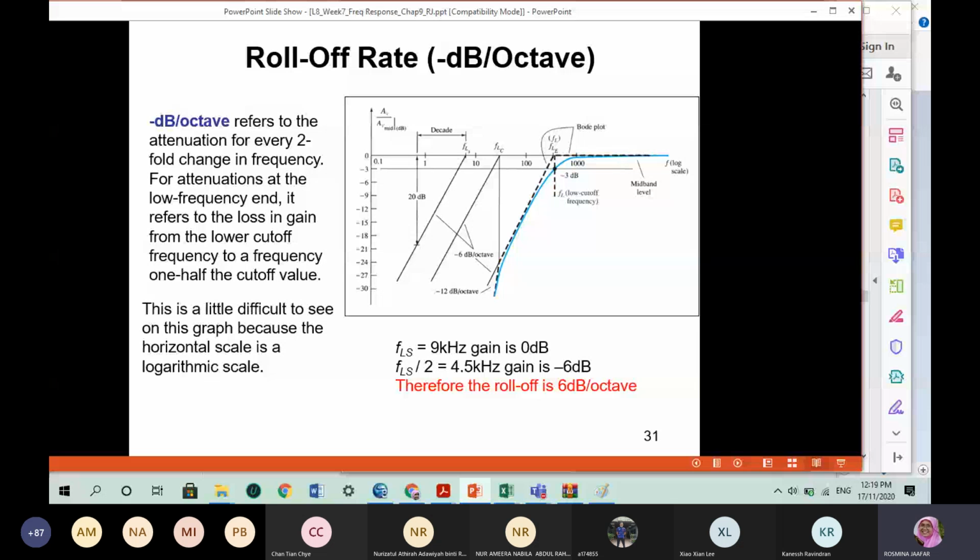This is a little difficult to see on the graph because the horizontal scale is in the logarithmic scale. So here you will have the equivalent of the decade unit in terms of octave unit. So for example, if FLS is 9 kHz, gain is 0 dB. At half of FLS, which is 4.5 kHz, the gain is equivalent to negative 6 dB. So we call it negative 6 dB per octave. So in other words, when it is half, it is 6 dB, but the unit is octave.